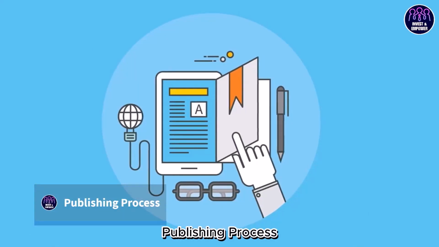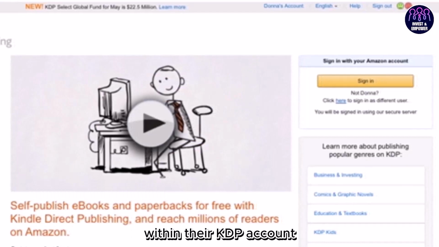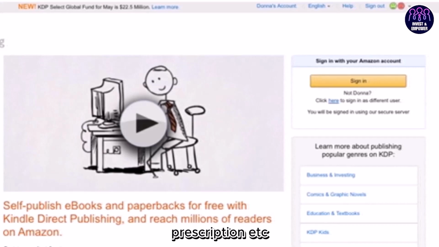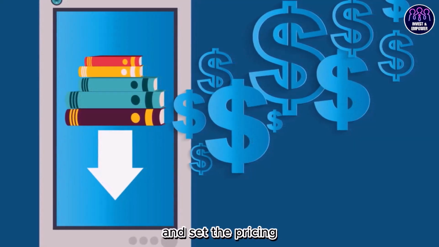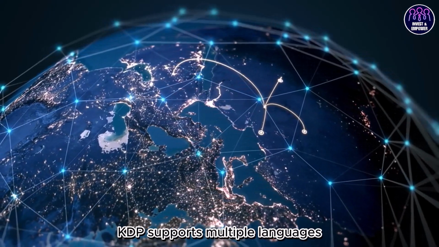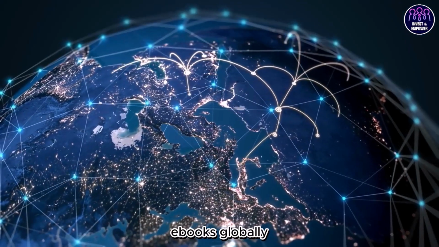Publishing process. Authors can create a new title within their KDP account, enter book details, title, author, description, etc., upload the ebook file, and set the pricing and distribution options. KDP supports multiple languages and allows authors to publish ebooks globally.